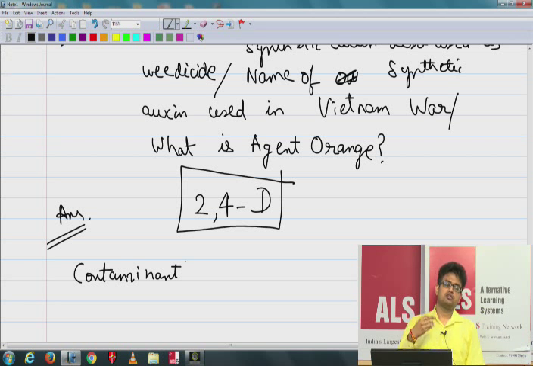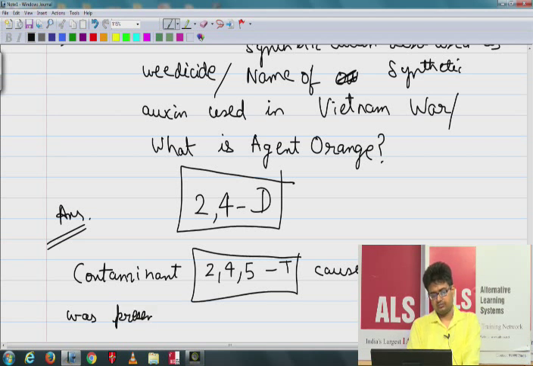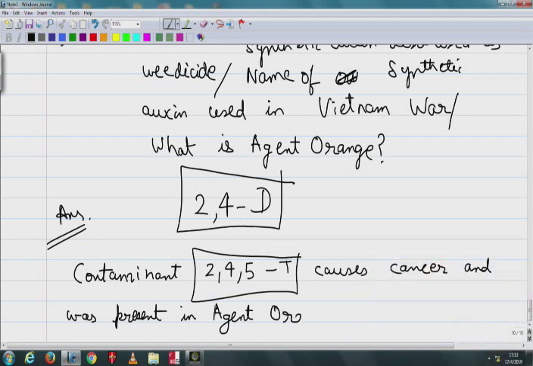First of all, if 2,4,5-T is given, you will write 2,4,5-T. This is the answer. It causes cancer and was present in Agent Orange as an impurity. Alright, this is the answer.